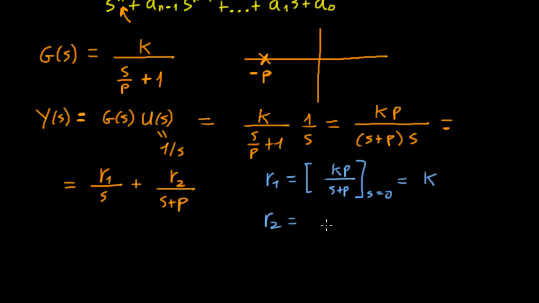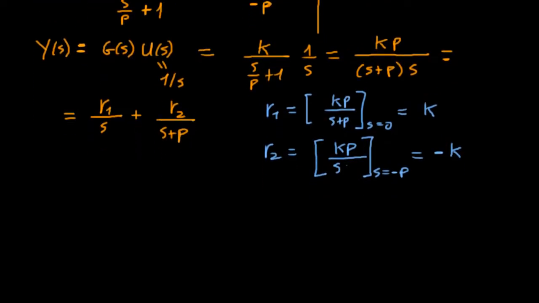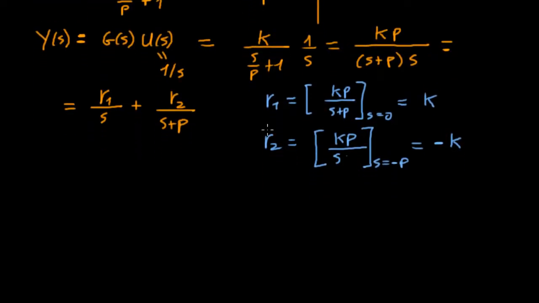And r2 is equal to kp over s, just s, that's right, when s is equal to minus p. So this is minus k. If you don't understand this, you can always watch again the videos on the partial fraction decomposition. So Y of s, now we know, is equal to k over s plus minus k over s plus p.